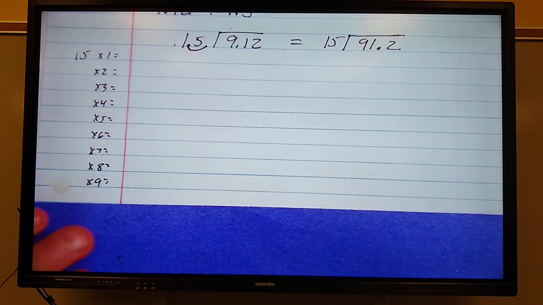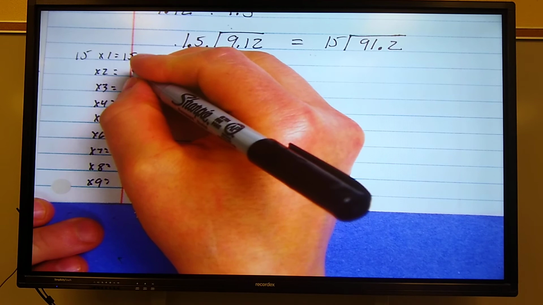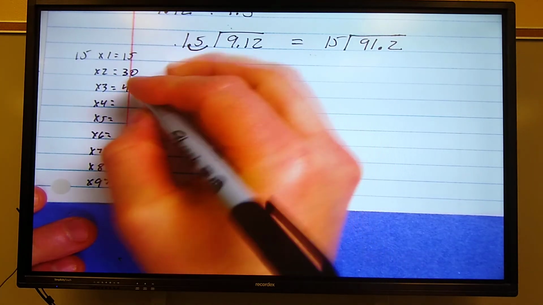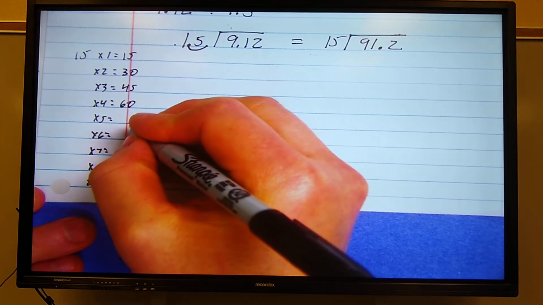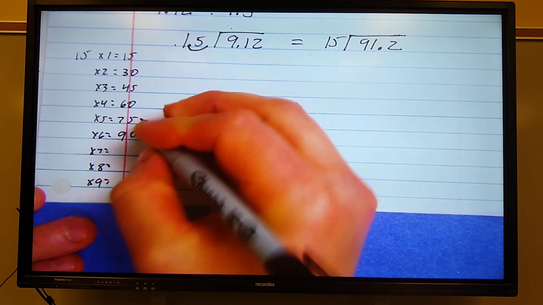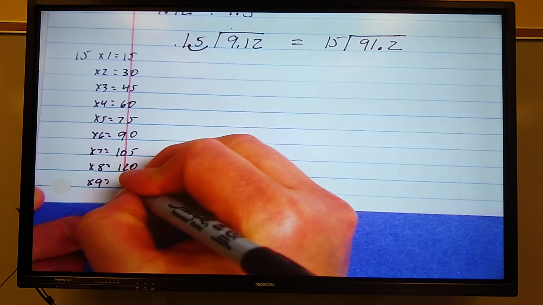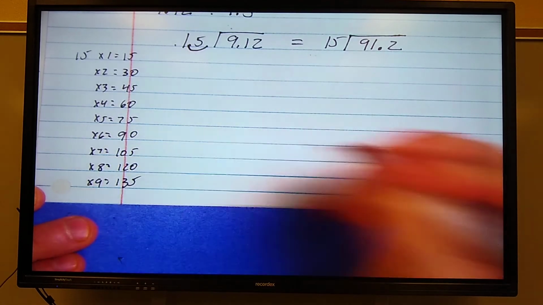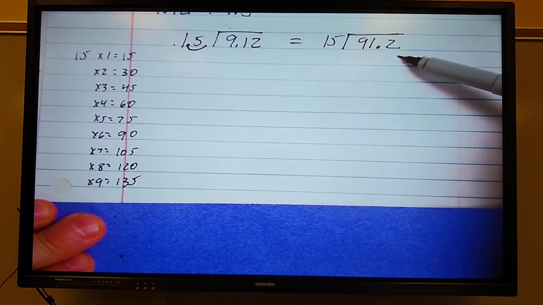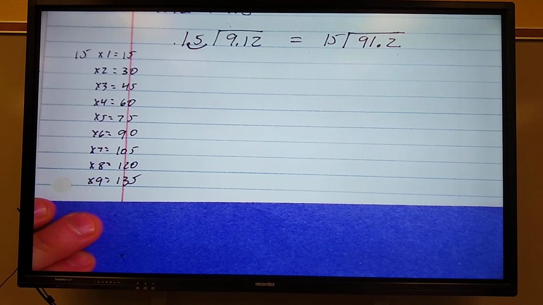All right. 15 times 1, 15. Times 2, 30. Times 3, 45. Times 4, 60. Times 5, 75. Times 6, 90. Times 7, 105. Times 8, 120. Times 9, 135. So there you have it. Now I have all the tools I need to solve this division problem. Solve this division problem right now. Pause the video.